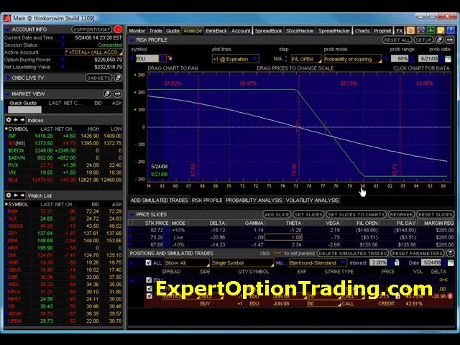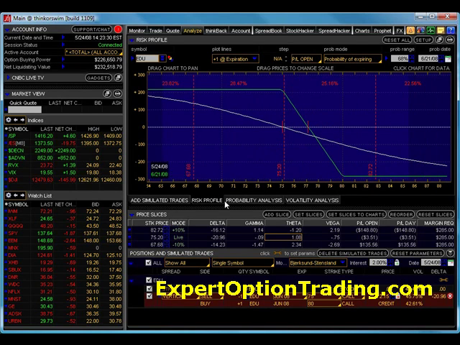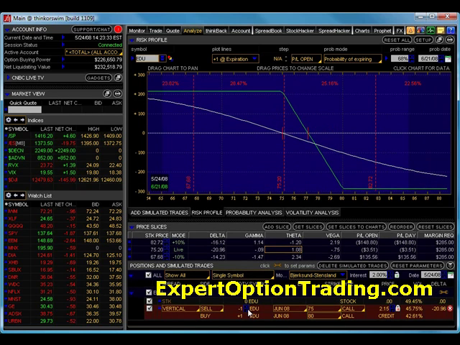If we take a look at this profit picture, this is a graph of this particular spread, and the profit picture gives us two lines by default. One line, the green line, is what our maximum loss and our maximum profit would be at the expiration of this spread.